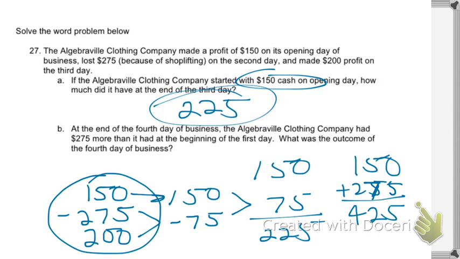What was the outcome of the fourth day of business? We just have to add this $225. No, we can't add the 225, because this is how much they had. What was the outcome of the fourth day of business? Well, here's day 1, day 2, day 3. That adds up to 75.